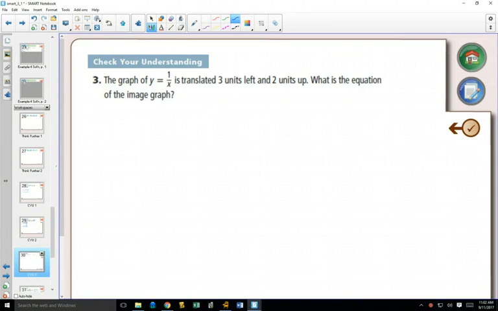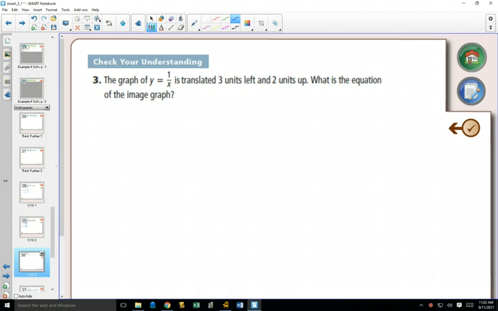So the graph of y equals 1 over x, which was the one that we did on our blue paper at the very beginning, is translated 3 units to the left and 2 units up. This question is not asking you to graph it, they just want you to write the equation of that graph. So you have to decide, how do I show that 3 units to the left and that 2 units up?